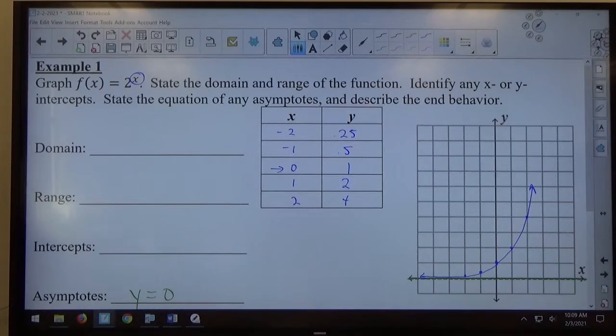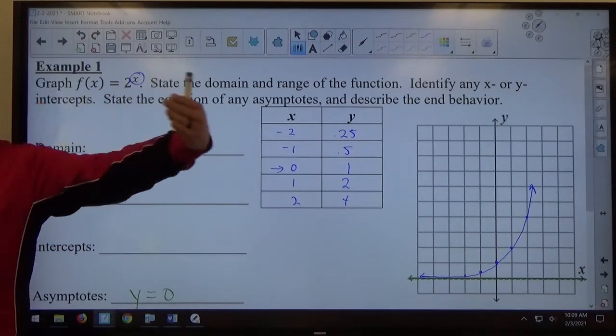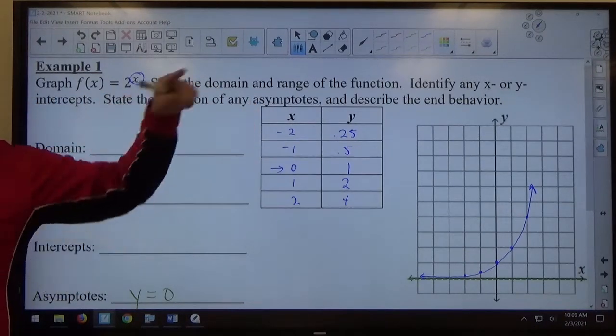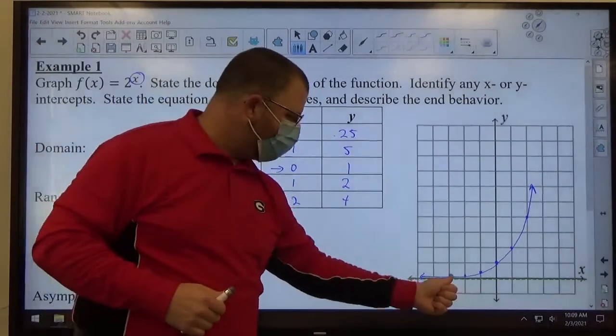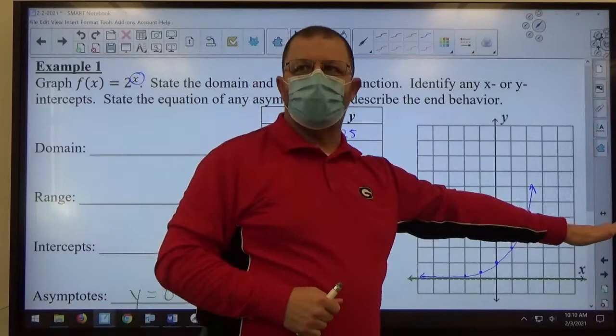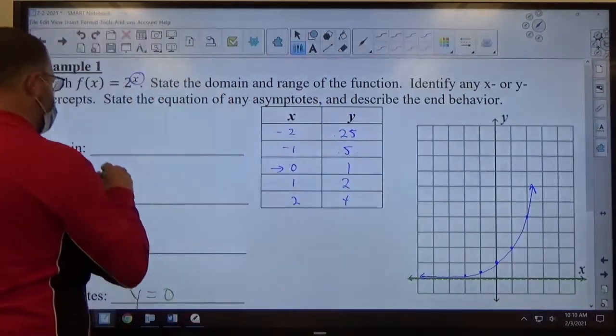Once you get it graphed, the domain and range are very easy to establish based on this. The domain is where the graph lives horizontally. How far left and how far right does the graph go? Well, it goes forever to the left and it goes forever to the right, which means that the domain is the set of all real numbers.